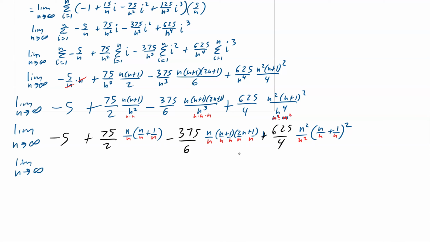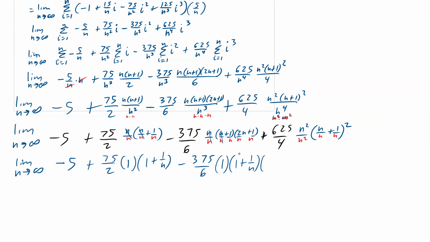Okay, so now we end up with negative 5 plus 75 over 2. This cancels, and we get 1. 1 plus 1 over n minus 375 over 6. And then again, cancel. So that would be 1. And 1 plus 1 over n. And then 2 plus 1 over n. See, those cancel too. Plus, see it all forming nicely now? Cancel. So 1. Cancel 1 plus 1 over n squared, and then now we apply our limit. So you go to 0, you go to 0, you go to 0, and you go to 0.